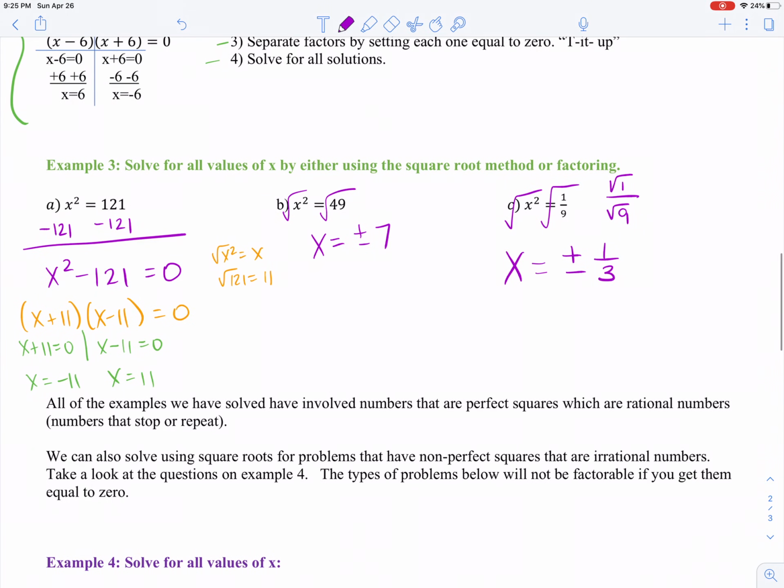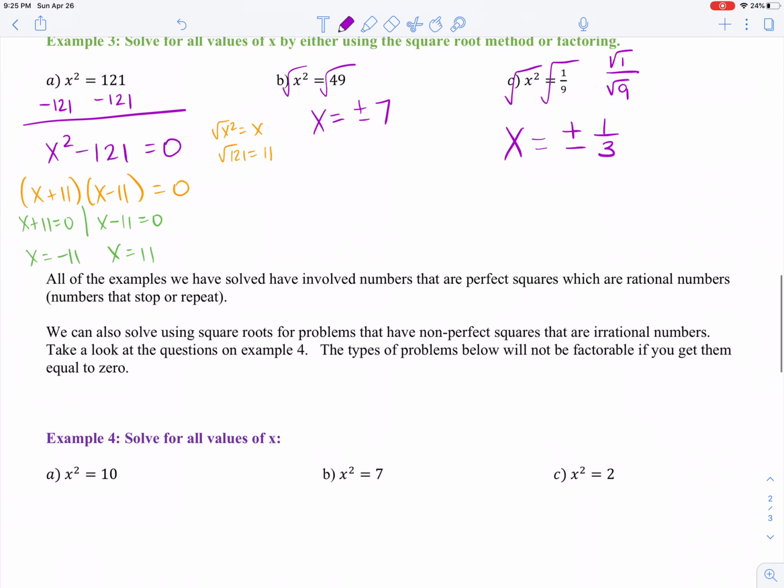And lastly, all of the examples we have solved involve numbers that are perfect squares, which are rational numbers, numbers that stop or repeat. We could also solve using square roots for problems that have non-perfect square roots that are irrational numbers. Take a look at the question on example 4. The types of problems below will not be factorable if you get them equal to 0. So any quadratic equation that's not factorable means that the solutions are going to be irrational.